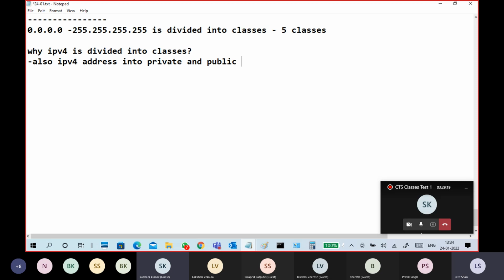Why we are dividing IP addresses into classes, and into private and public IP addresses, is for the best utilization of the number of IP addresses, based on the network and the network sizes. Based on network and network sizes, we divide the IP addresses.